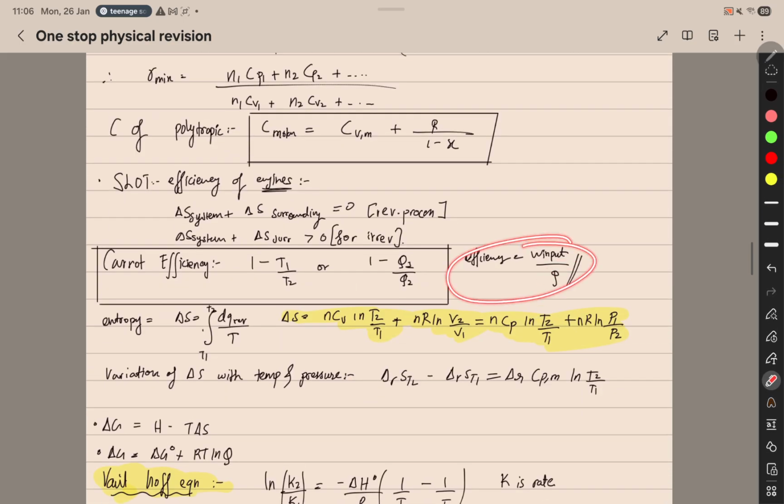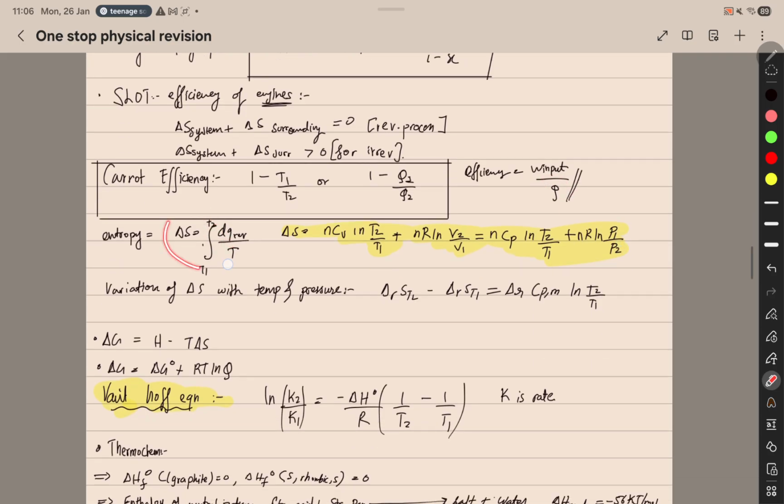So efficiency is also work per Q. Entropy is defined as the cyclic integral of dq reversible by T, from T1 to T2. You basically integrate this, and you get delta S equal to n Cv ln(T2 by T1) plus nR ln(V2 by V1), which is also equal to n Cp ln(T2 by T1) plus nR ln(P2 by P1).